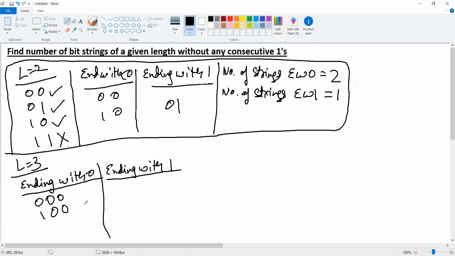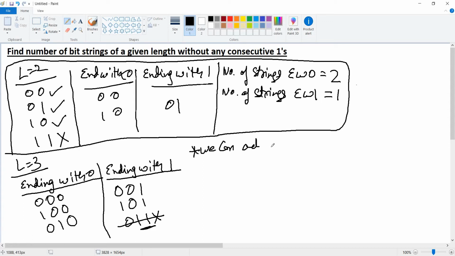Then we have a string that is ending with 1. Can we add 0? Yes, we can. Again, now we'll make a string of length equals to 3 ending with 1. So first we'll take the strings of length equals to 2 ending with 0. Can we add 1? Yes, we can. Now we'll take ending with 1. Can I add 1? No, because here it will break the condition which we need to follow, that there shouldn't be any consecutive ones.